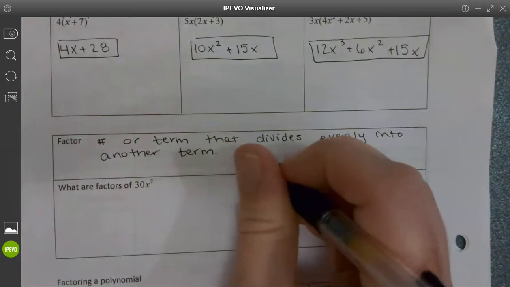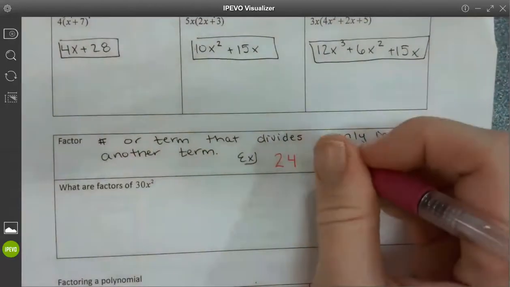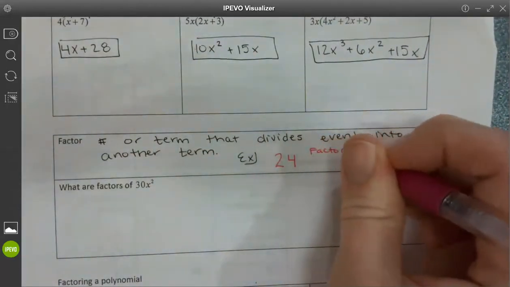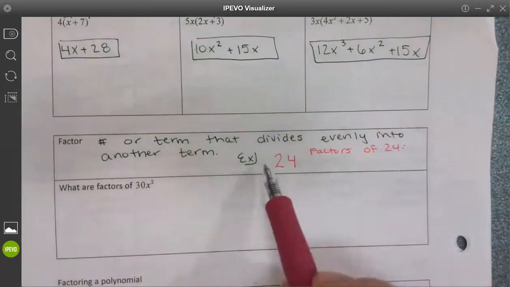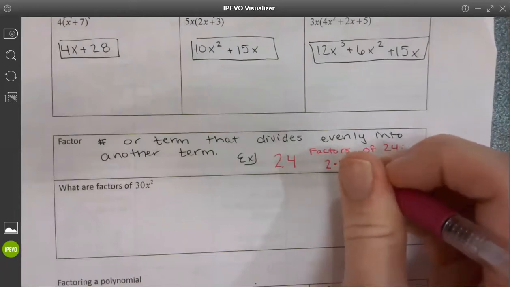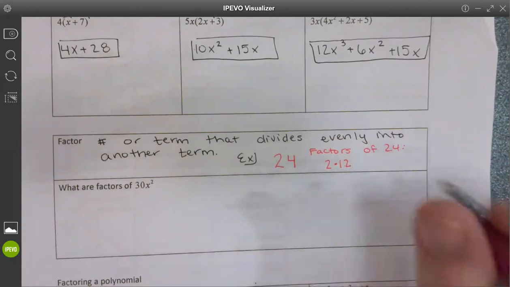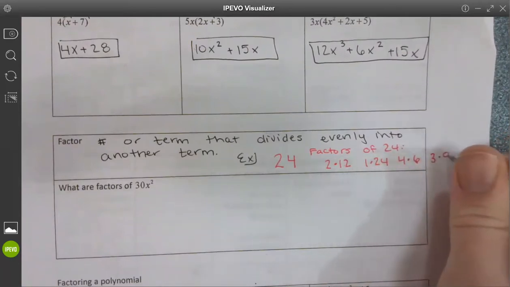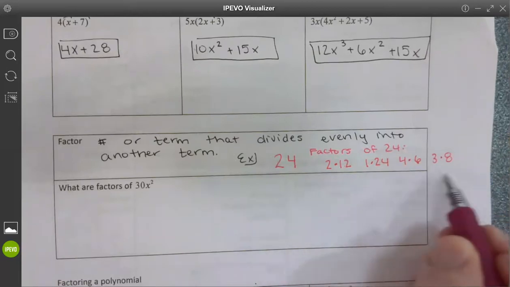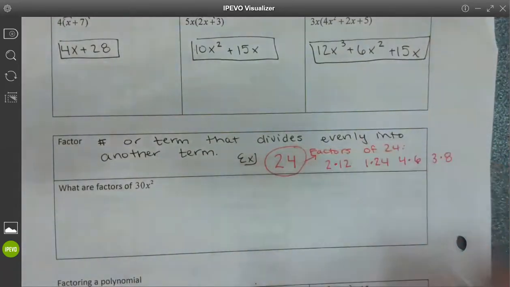So for example, I just look at a random number, so 24. Factors of 24. So one possible factor of 24 would be 2, right? 2 is a number that divides in evenly to 24. 2 times 12 is 24. So both 2 and 12 are factors of 24. They both divide in evenly. 1 times 24, 4 times 6, 3 times 8. These are all factors of 24. They're all numbers that divide evenly into our original number 24, okay?